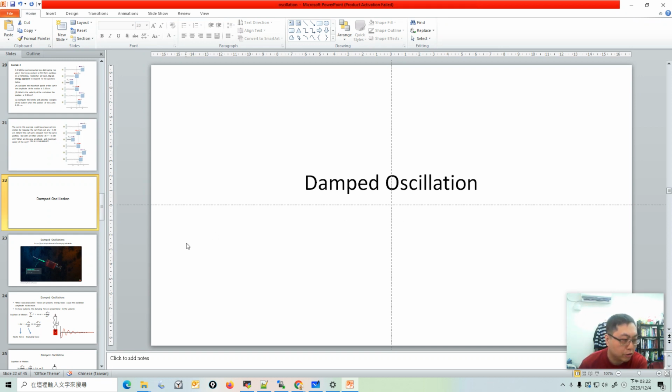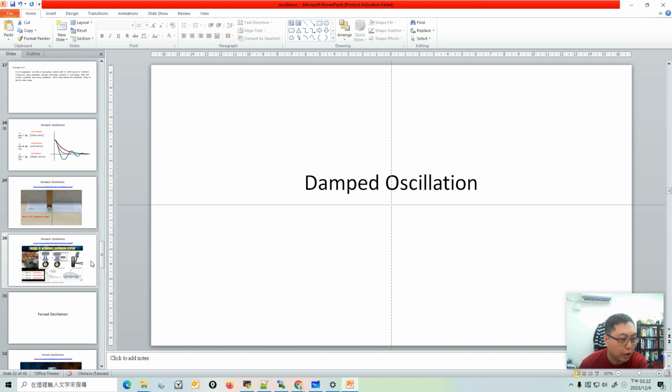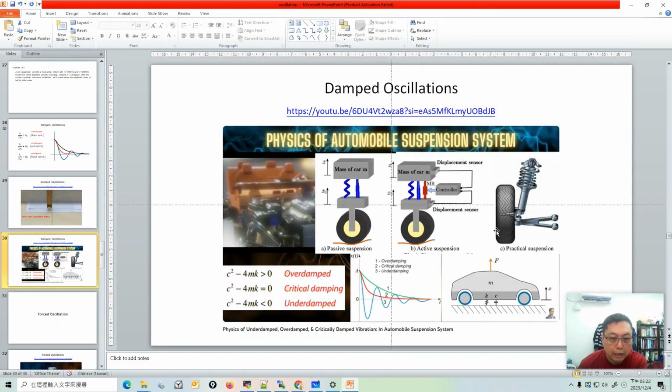Let's take a very simple example: your car suspension. Suppose you have a car going over a bumpy surface. The bumpy surface will cause the vibration of the car, right? The vibration of a car will make you feel dizzy. If you ride in a car with very bad suspension, you'll feel terrible and dizzy. So how do we absorb this vibration energy from the bumpy surface?